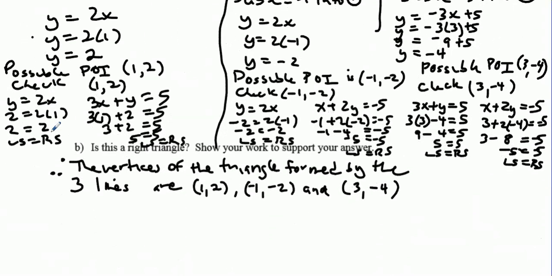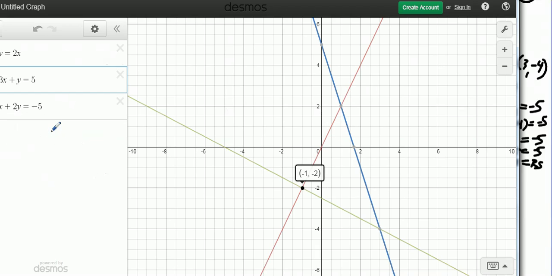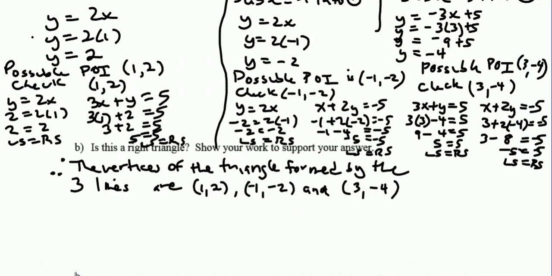Is this a right triangle? Show your work to support your answer. Well, that's a good question. This goes back to grade 9, but remember, everything you learned in grade 9 comes back, so we expect you to remember everything and to be able to answer questions based on what you learned in grade 9. So if we go back and look at Desmos, it kind of looks like a right triangle, but we have to support our answer algebraically.